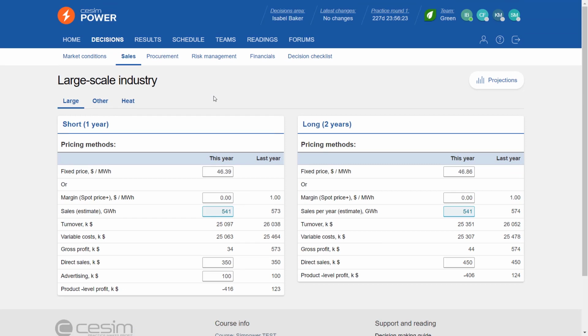Sales is the page where we actually start making decisions, and here we have different customer segments. The first one that we find here is the large-scale industry, and for large-scale industry we sell two types of products. A 1 year product, which we call short contract here, and then the long contract is for 2 years, which means that we commit to deliver both this year and next year if we sell with this long contract.